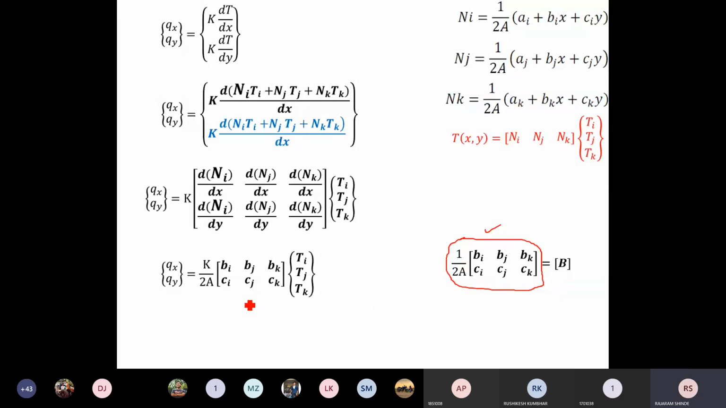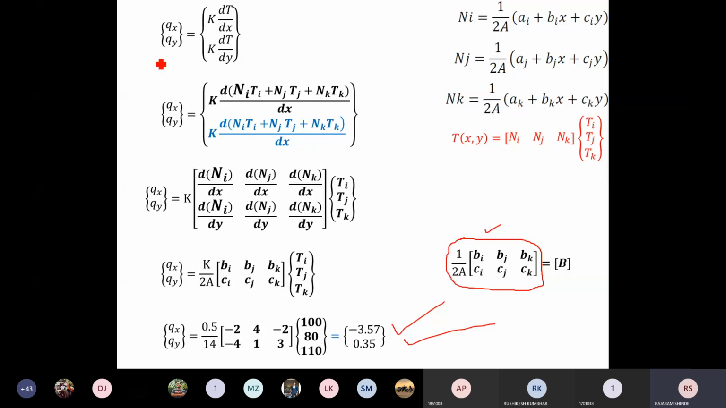Now after that, we have to put the values in this equation. Here k is 0.5 and 2a is 14, bi is already we have calculated -2, bj is 4, bk is -2, ci is -4, cj is 1, and ck is 3, and ti is 100, tj is 80, tk is 110. Now when we take the product of these two matrices, then you will get this as qx and qy. You have to follow the matrix method. Are you getting this? Because everything we are writing in matrix. When we go for the applications, we are writing the equations in matrix form.